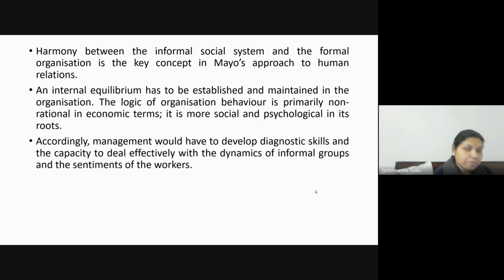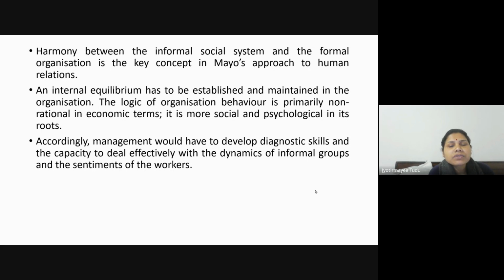So here Elton Mayo is arguing that harmony must be there with regard to the informal social system and the formal organization. Then an internal equilibrium has to be established and maintained in the organization. So the logic of organization behavior is primarily non-rational in economic terms.